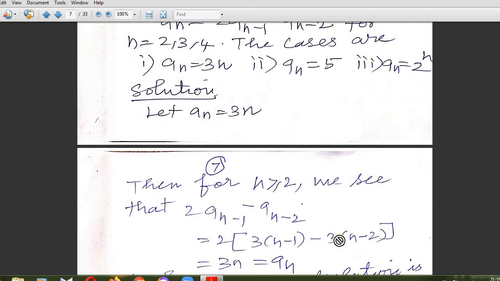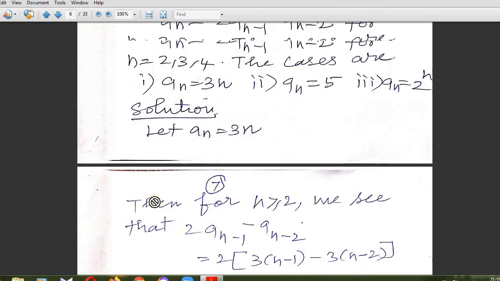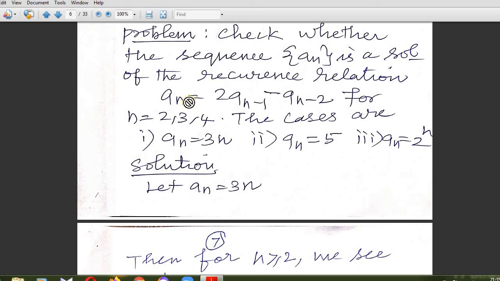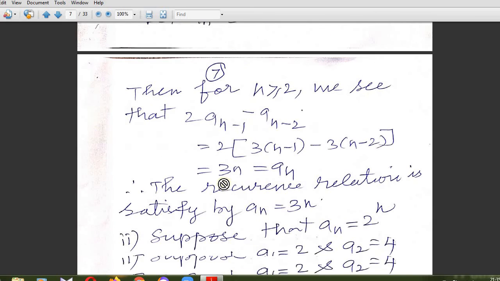Okay, you simplify this, you will get 3n, and that 3n is what we have here, 3n. So a_n, which equals 2a_{n-1} minus a_{n-2}, equals 3n.